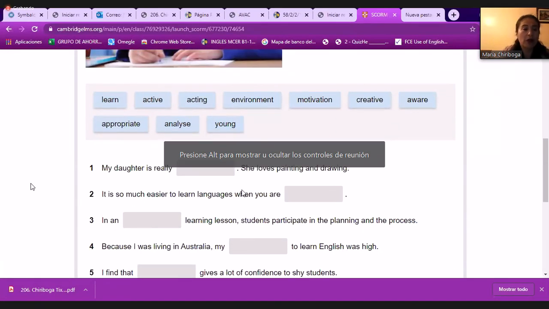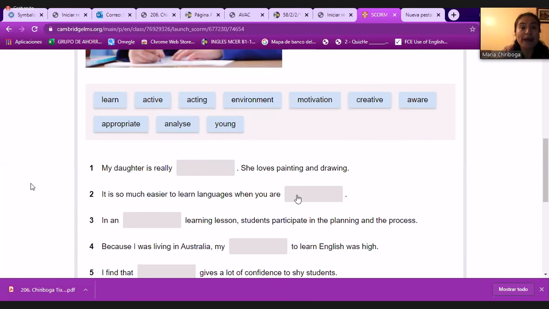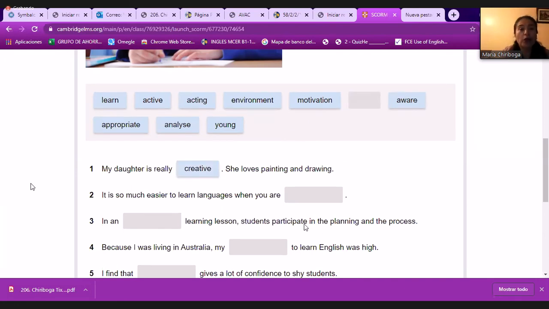So the number one, my daughter is really blank, she loves painting and drawing. What could be? Creative. Yeah, it is the only way we can put here, my daughter is really creative. Okay, later we check. Don't forget, my daughter. What is the opposite of daughter? Guys, what is the opposite of daughter? Son, teacher. Son, perfect. So my daughter is really creative. She loves painting and drawing.